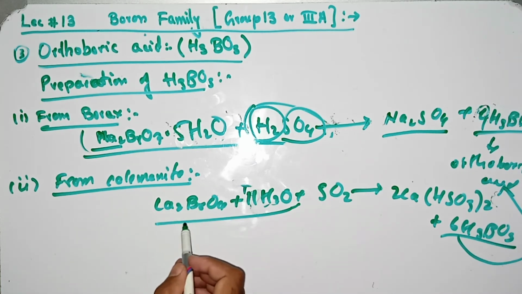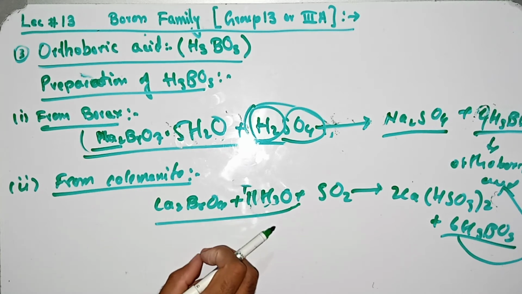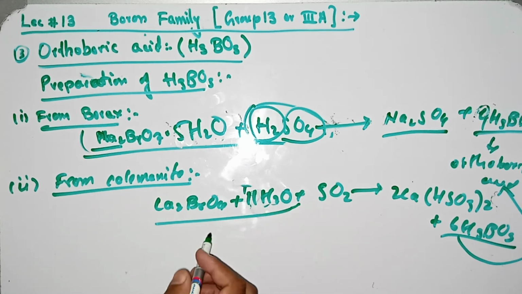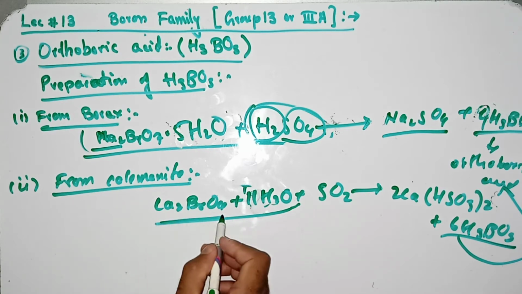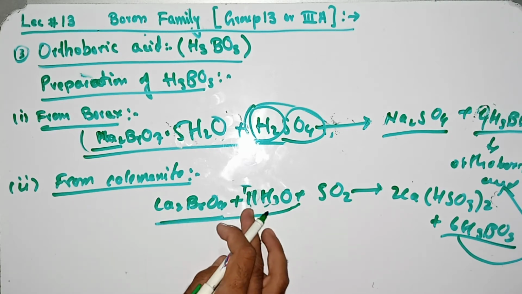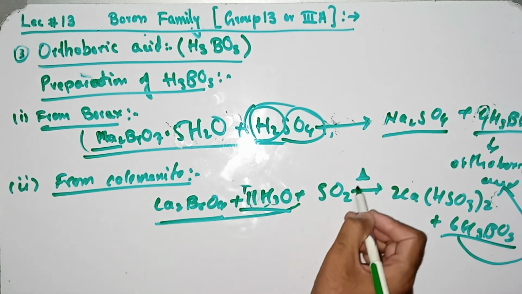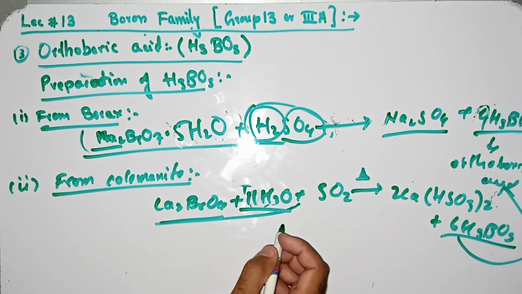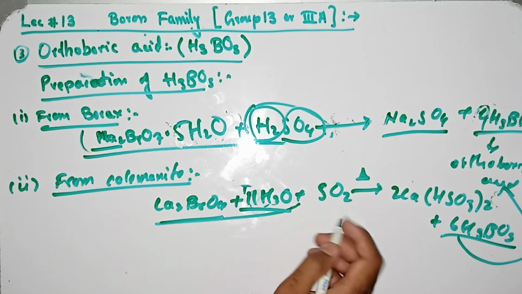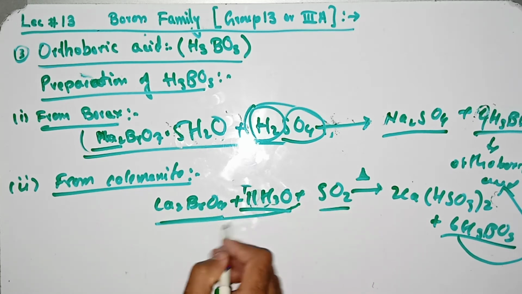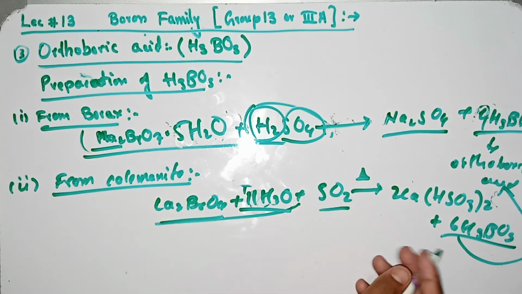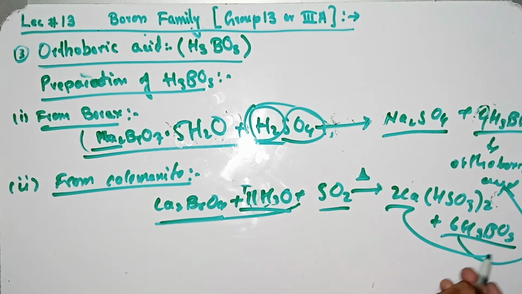When the mineral colemanite is powdered and mixed with boiling water and heated, and after that sulfur dioxide is circulated through the suspension, boric acid will be formed. After cooling this mixture, boric acid can be crystallized and separated in pure form.